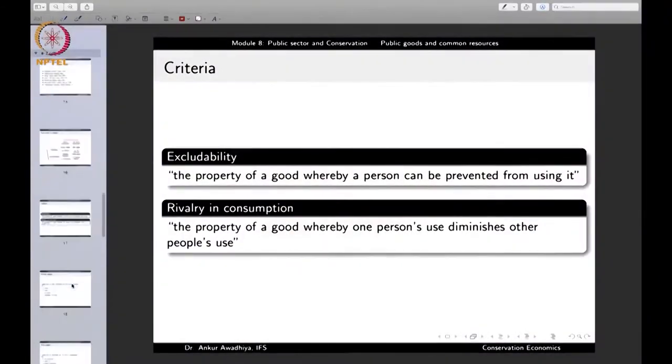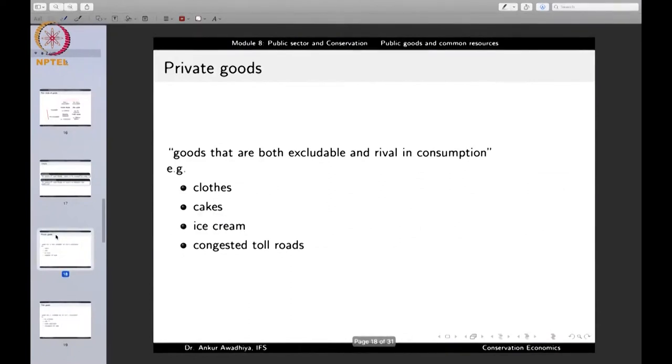And using these two criteria, we have four different categories. The first one is private goods. Goods that are both excludable and rival in consumption. Clothes, cake, ice cream, congested toll roads.